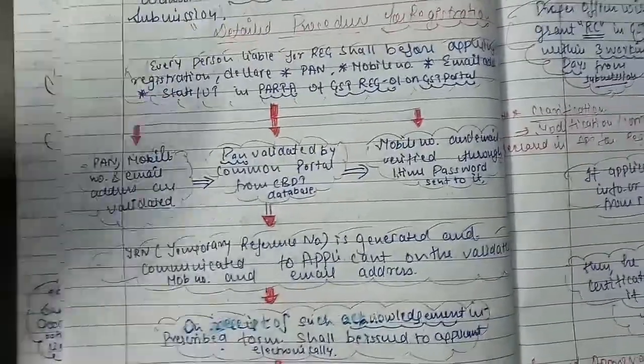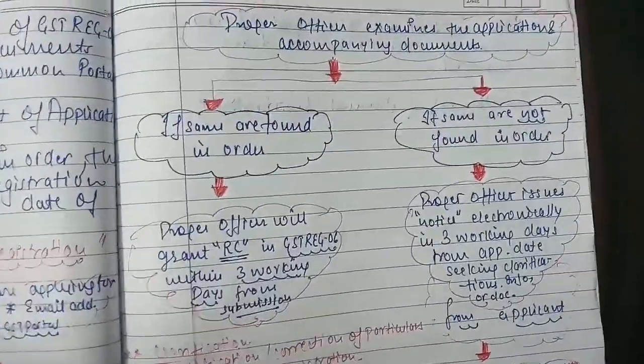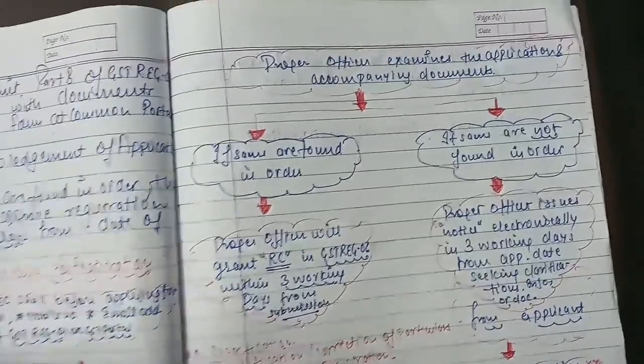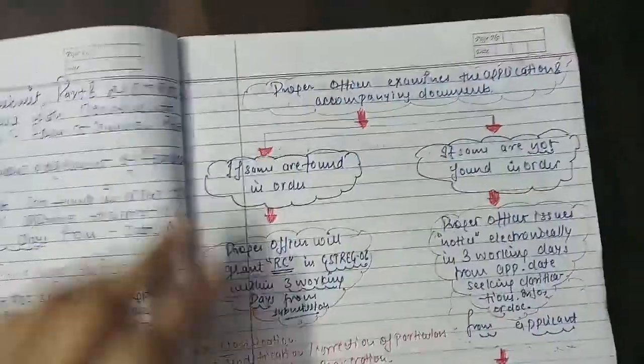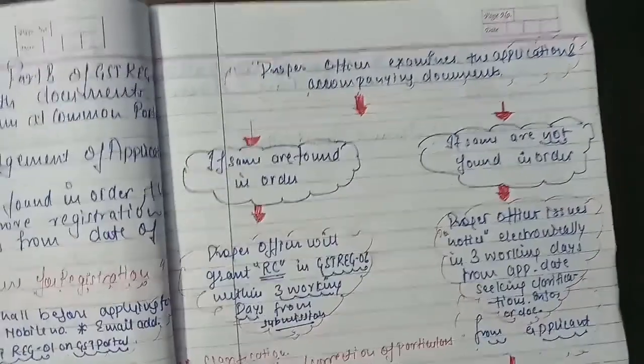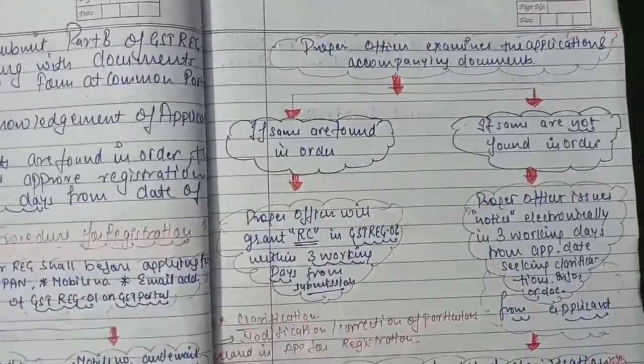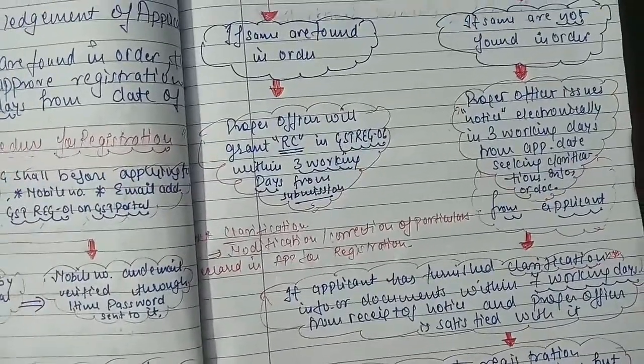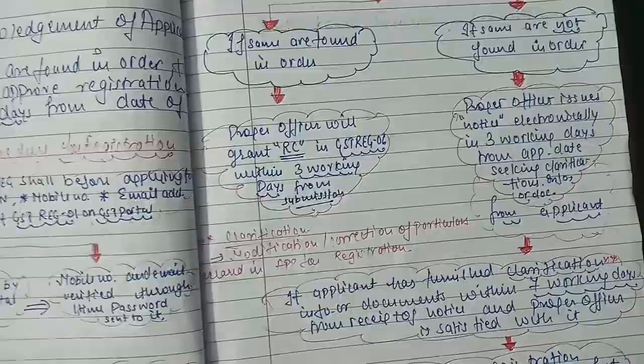And then the application shall be forwarded to the proper officer, and the proper officer will examine the application and the documents accompanying it. If the same are found in order, the proper officer will grant the RC, that is the registration certificate, in GST REG 06 within 3 working days from the date of submission.